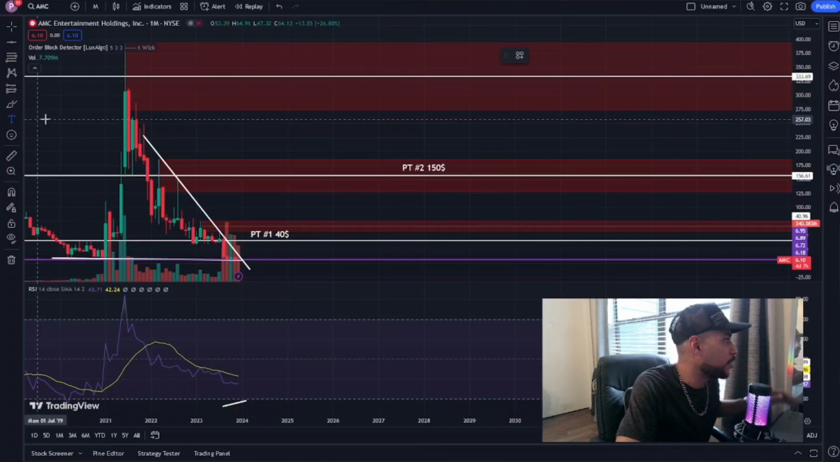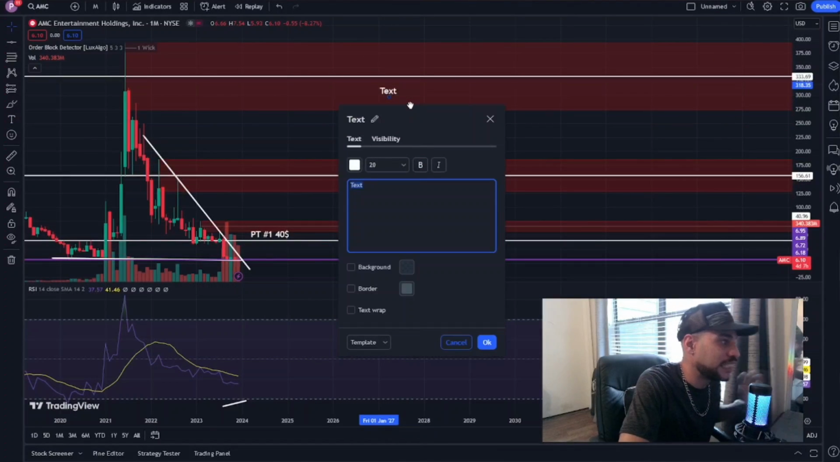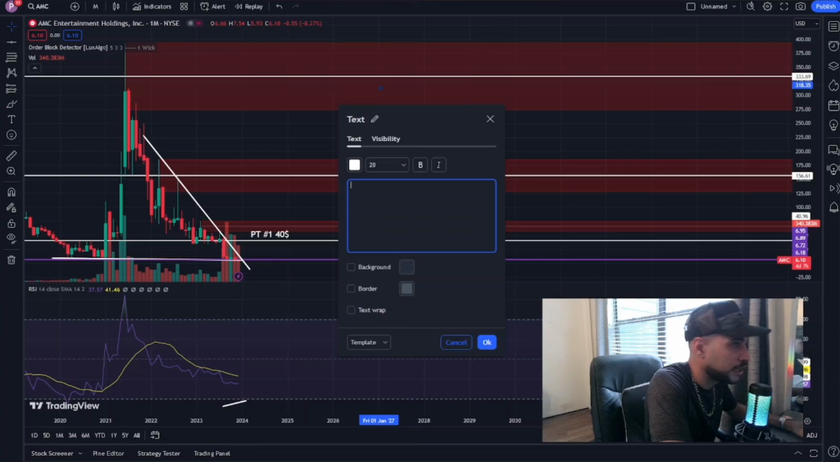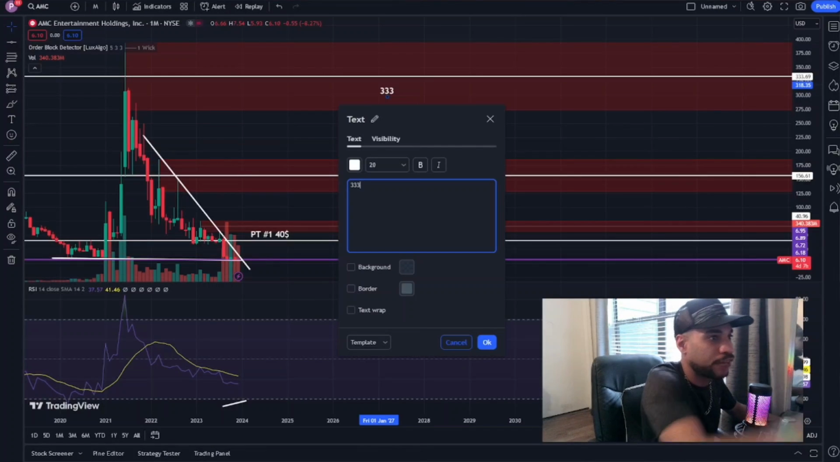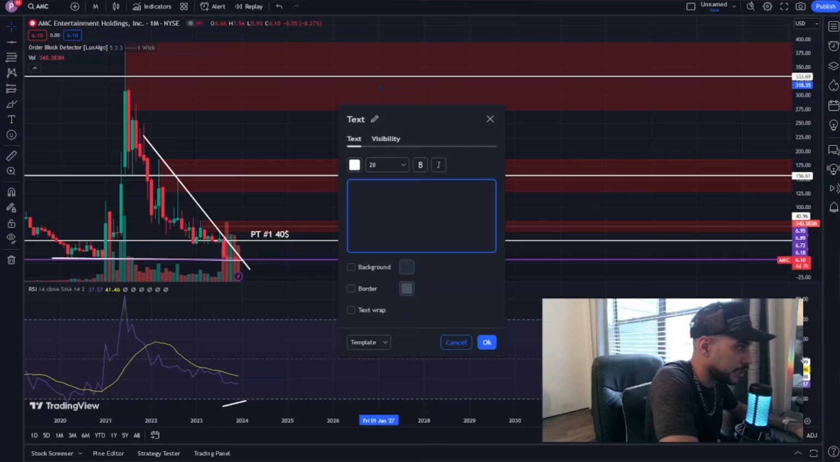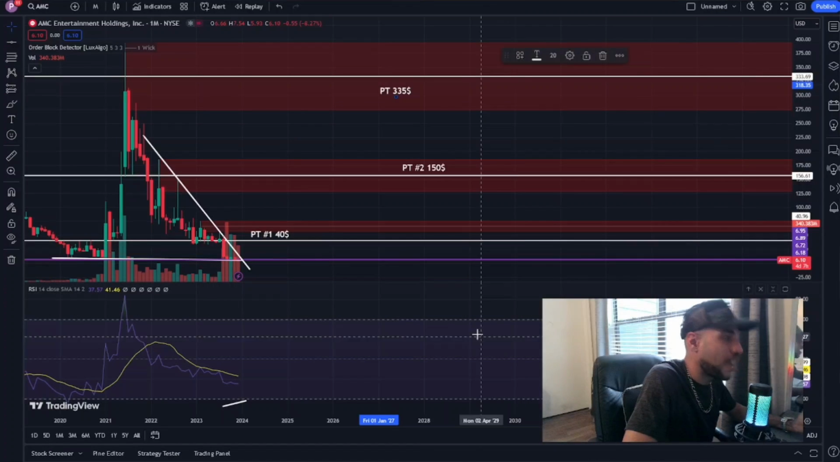So this is what I'm looking at for AMC. Realistic price targets, guys. Realistic price targets. It's going to be $333, a medium range between the sell wall. So we're just going to say $335 to make it easy to remember. So price target number 3 for AMC is going to be $335, and this is going to be the absolute highest range I believe it can go at this point in time.